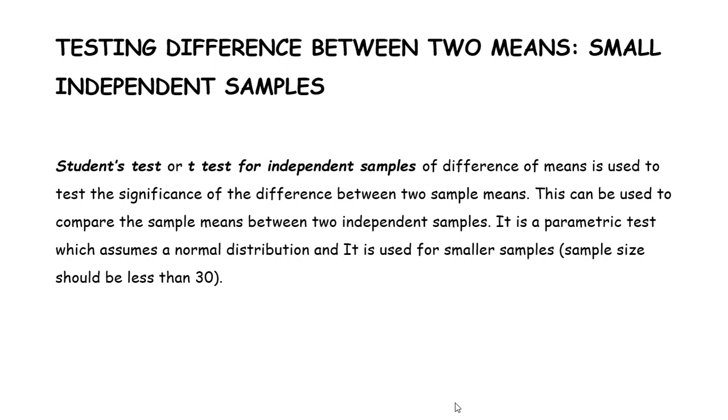So kapag small independent sample naman po, dito po papasok si t-test distribution. Ang sample size naman po na gagamitin po natin is less than 30. So still the same. We're just going to get the differences between the two sample means.